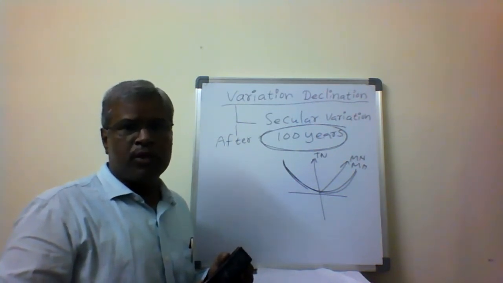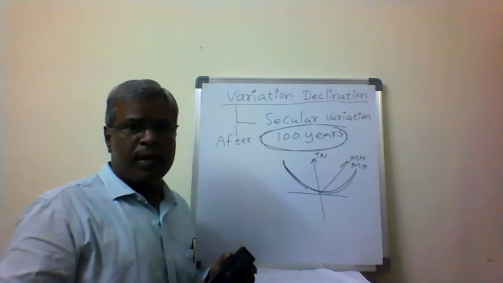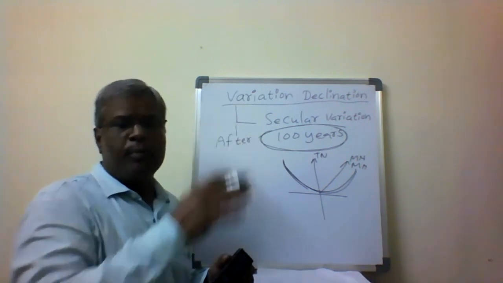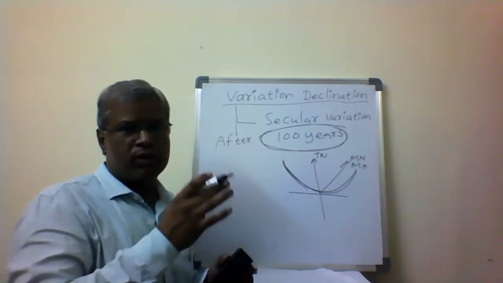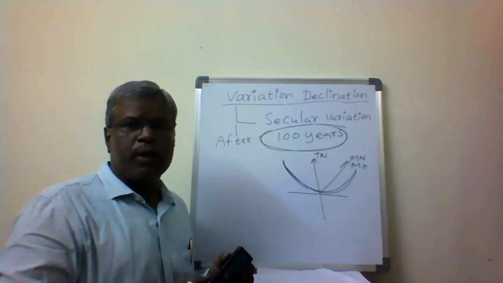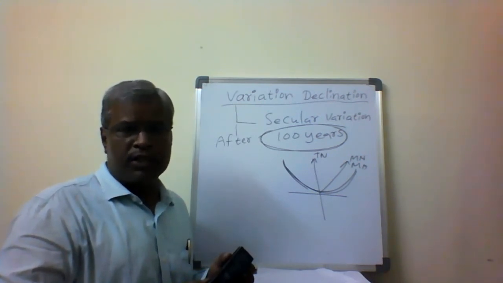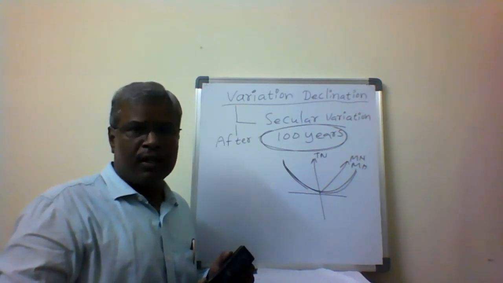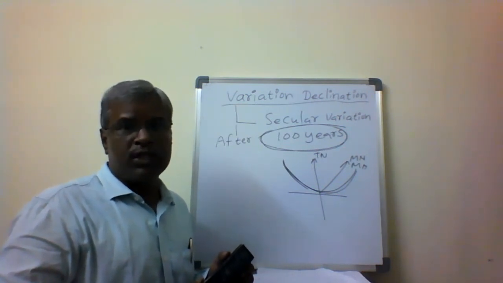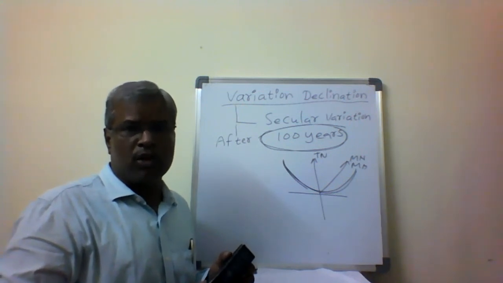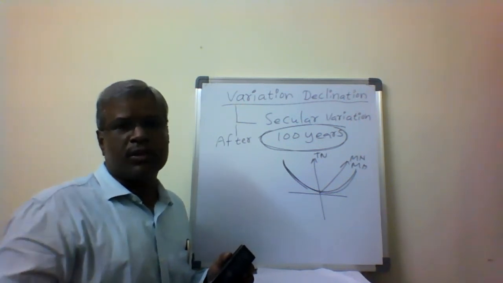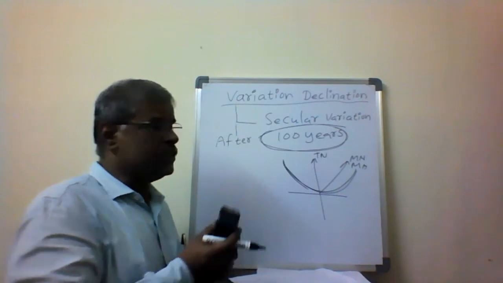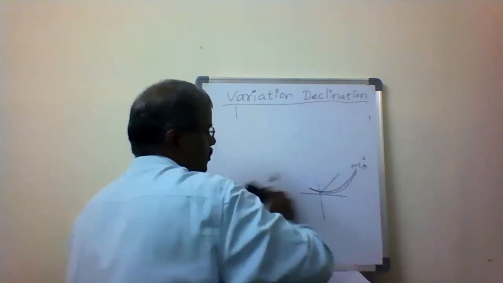The magnetic meridian swings like a pendulum, from one direction to the opposite direction, so automatically the declination varies. It is not constant; from place to place it varies. That's why it is called secular variation. After 100 years, obviously it varies. This is called secular variation.